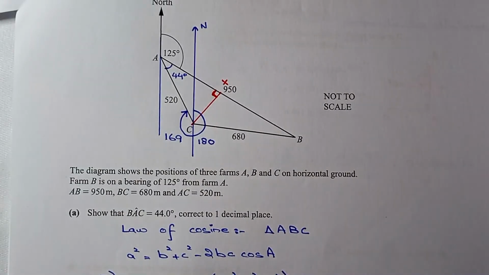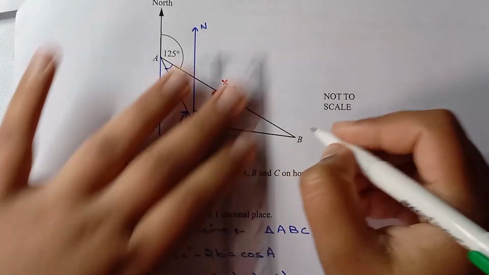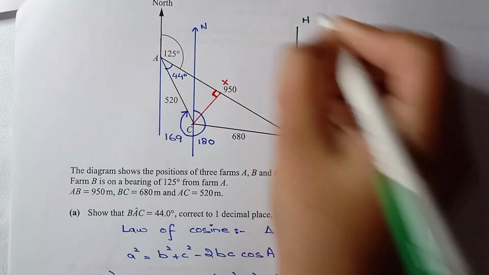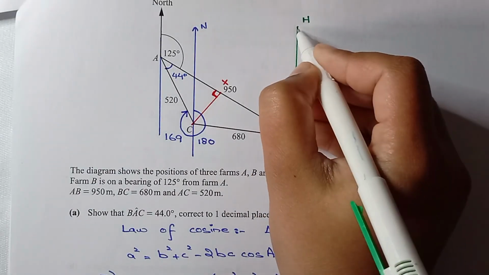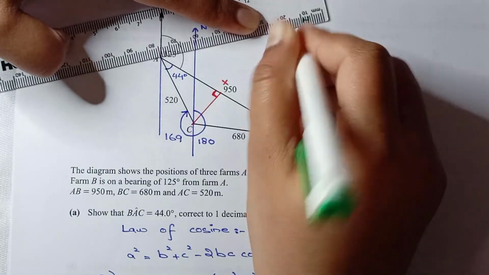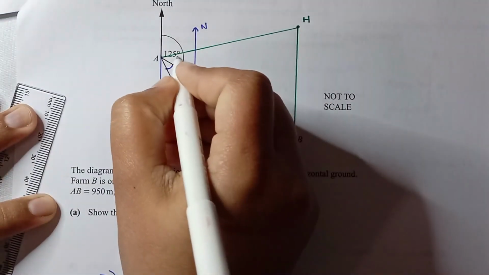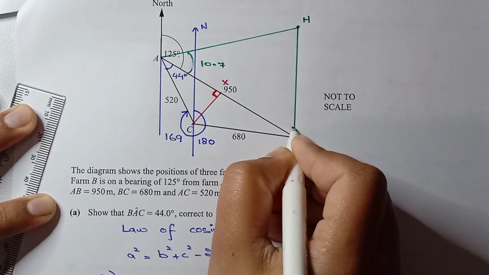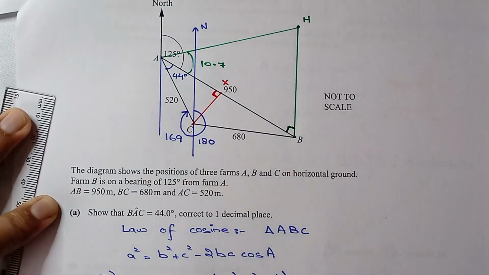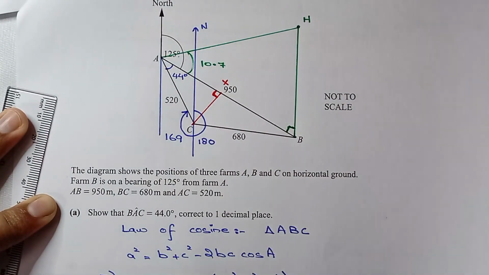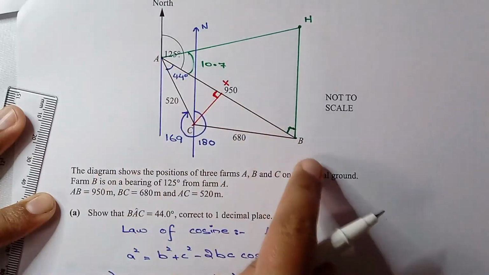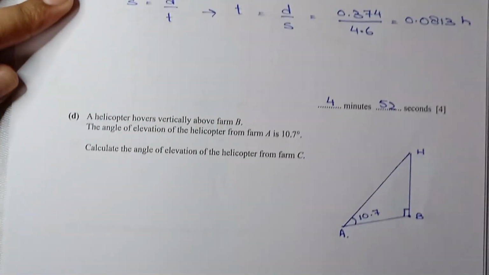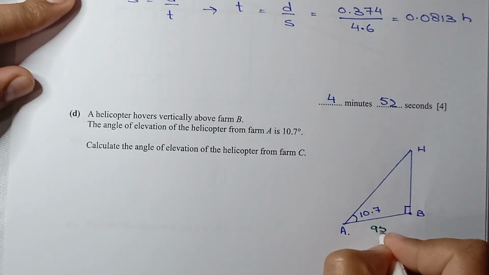So going back to the drawing, we know the information that the helicopter is vertically above B. So the helicopter is over here, and its angle of elevation with A, this angle is 10.7, and if it is vertically above, then this is a right angle triangle. So this is the same thing that I drew, that is A, B and H. AB is 950. Okay, so if I write down AB, this is 950.